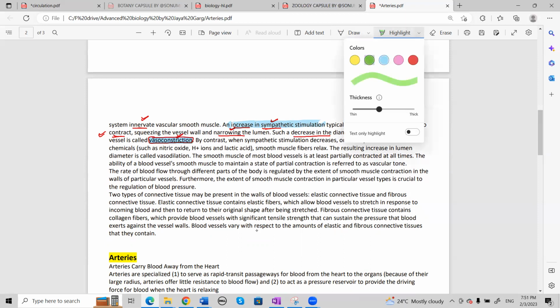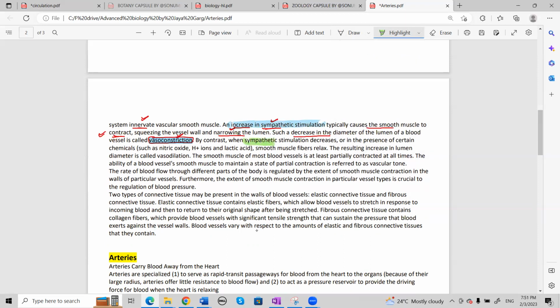But suppose the message decreases, if sympathetic stimulation decreases, what will happen? The lumen will increase and we say the process of vasodilation is done. So vasodilation as well as vasoconstriction is the work of the smooth muscles. It is under the influence of the nervous system, and vasodilation is also under the influence of certain chemicals like nitric oxide, hydrogen ions, and lactic acid.